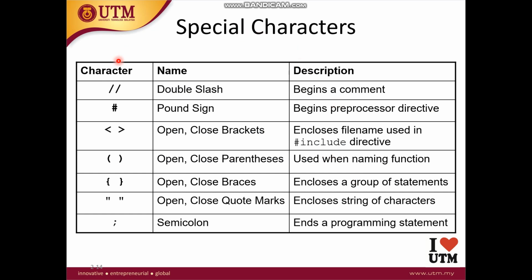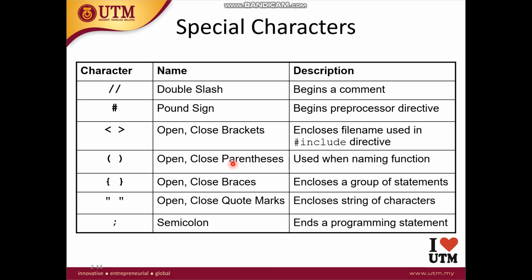We have some special characters in the C++ programming language. This is the double slash, which is used when we begin writing a comment. This hash, when we are including a file, begins a preprocessor directive. These angle brackets are used to enclose the files which you are including. Open parentheses are used when we are naming a function.